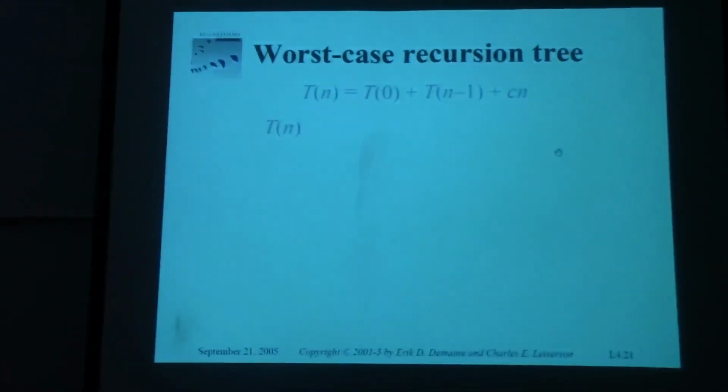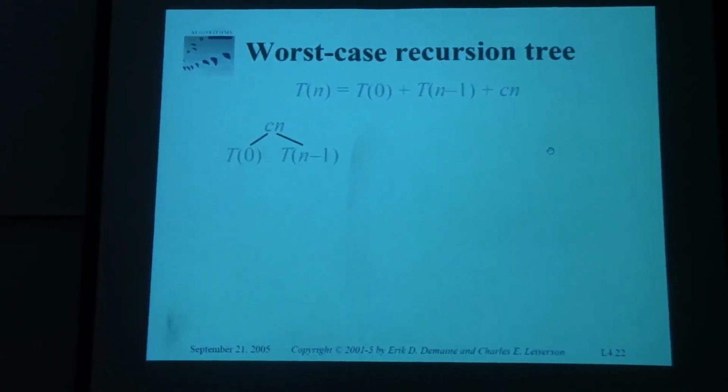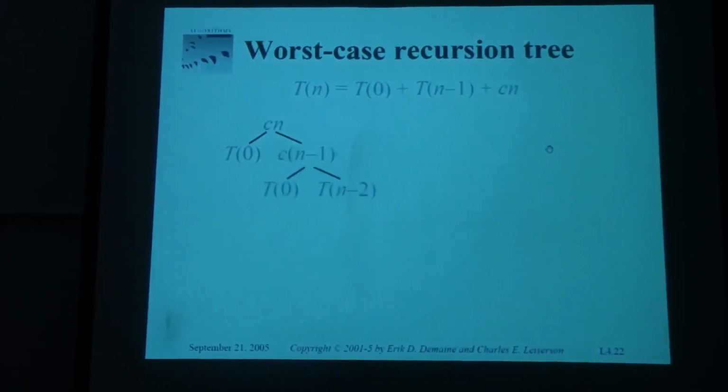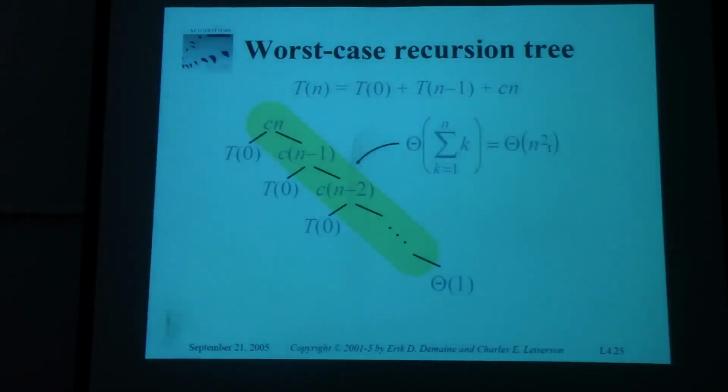Okay, so the worst case recursion tree looks like this, right? So T of n, and then we get T of 0, and then we have this n minus 1, and then again we split T of 0 and n minus 2. And so you see what's going on here, right? So we have n, n minus 1, and n minus 2. So we're summing k from 1 to n, and it's going to be quadratic. Here's 1, here's n.